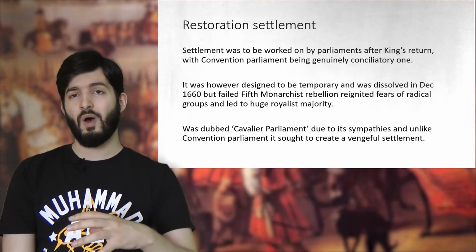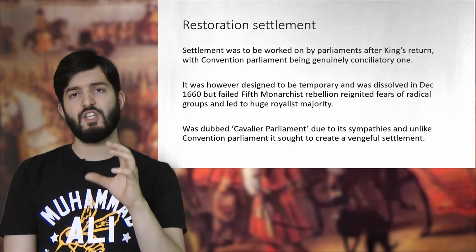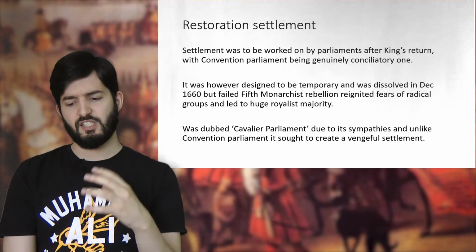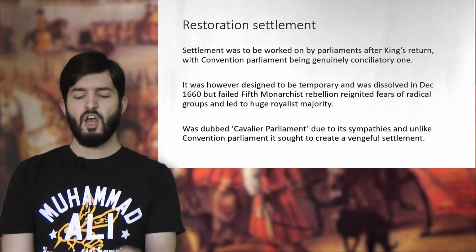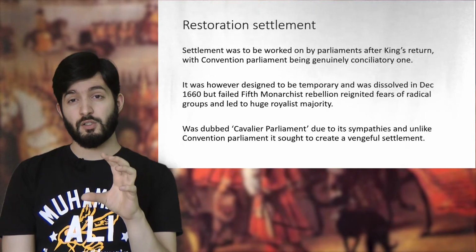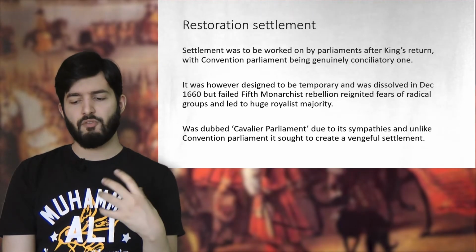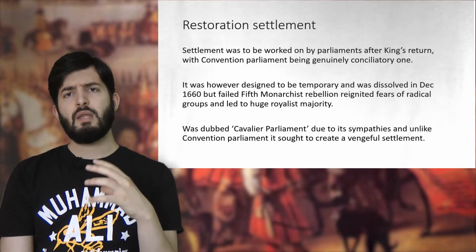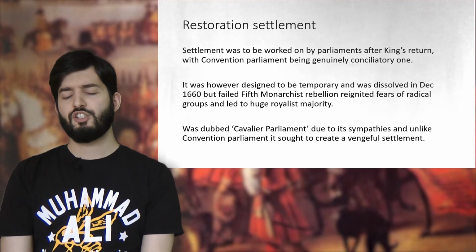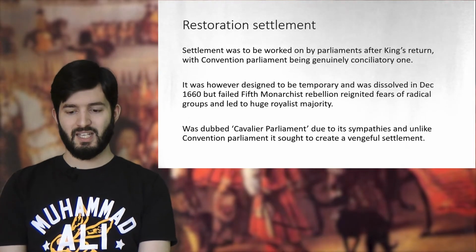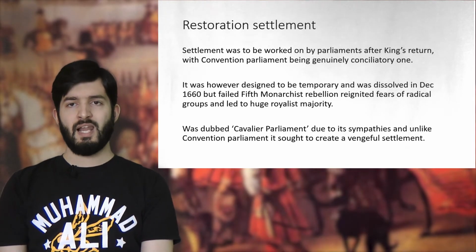And that Parliament is actually quite a conciliatory Parliament in terms of the tone it adopts and the nature of the policies it tries to pursue. It's referred to as the Convention Parliament because rather than being called by Charles, it was called by Parliament itself. And so it was designed as a result to only be a temporary parliament because parliaments are in theory to be called by the monarchy. And so they dissolved themselves in December of 1660 and called new elections.